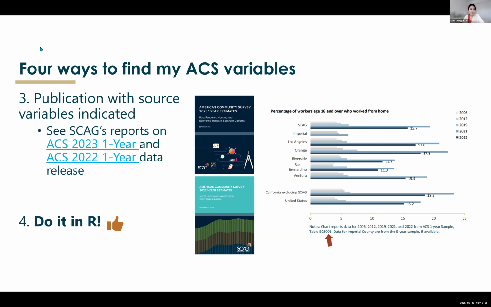Another way to find your variables is through going through some publication that indicates their source variables. Indicating your source variables is a good practice, and that's what we've been doing. We've been producing highlights and insights from the 1-year ACS data pretty much right after the data release for the past couple years. Here are the examples of the 2022 and 2023 report.